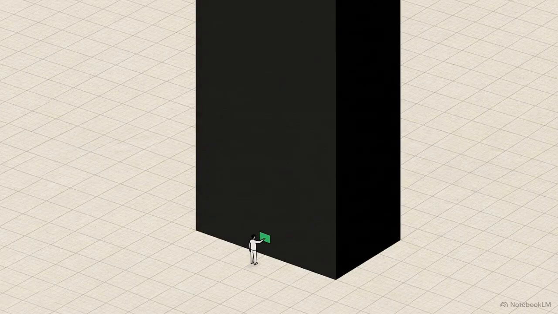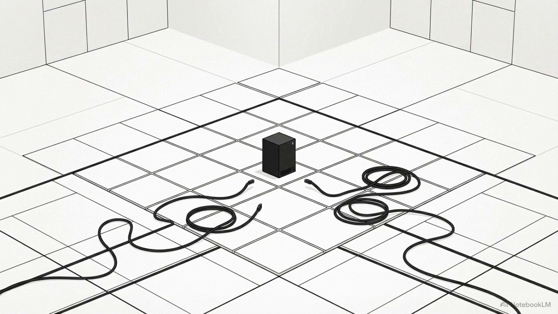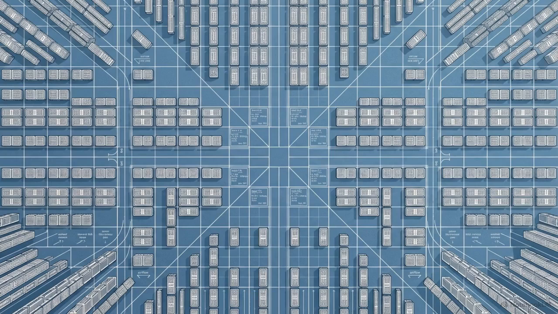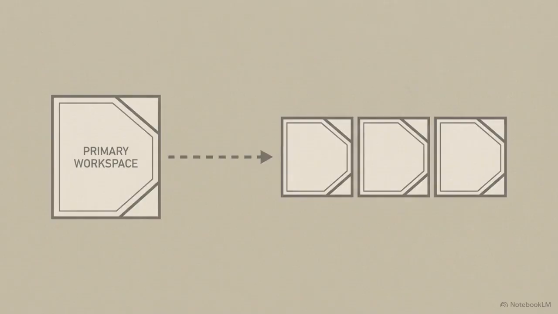At this level of demand, money stops being the solution. There is no physical server on Earth large enough to handle infinite global scale. Surviving hypergrowth requires abandoning the single machine mindset entirely. You have to change the physical layout of your architecture well before the crushing wave of traffic arrives. The necessary evolution is horizontal scaling.